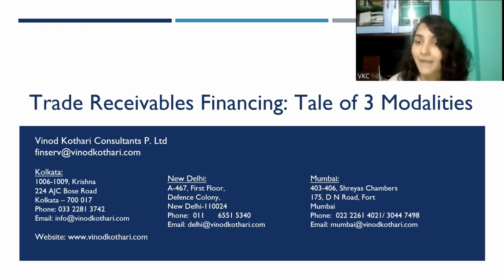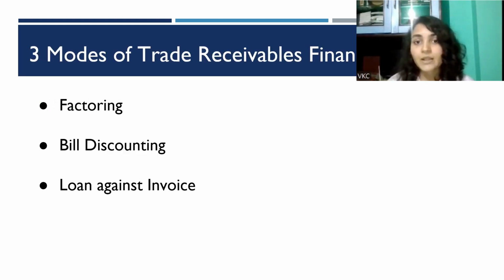The first one is factoring, the second is bill discounting, and the third is loan against invoices. So let us start this tale of three modalities of trade receivables financing. So let's start with factoring.